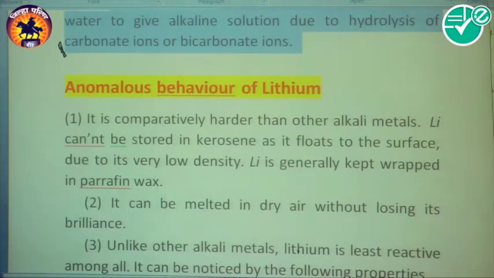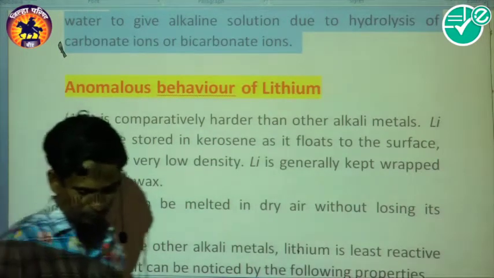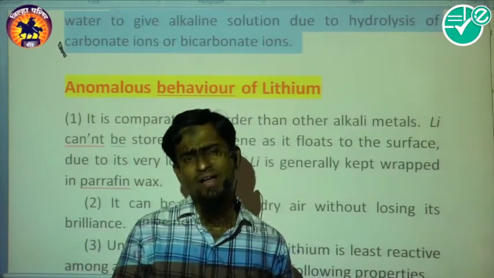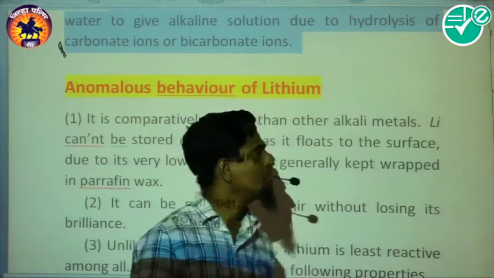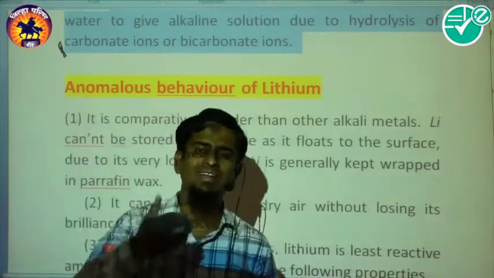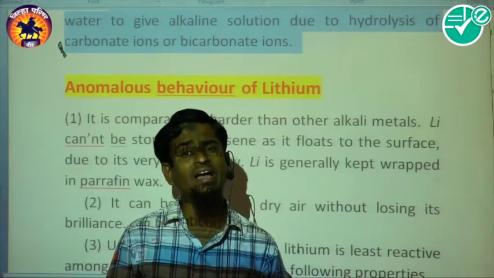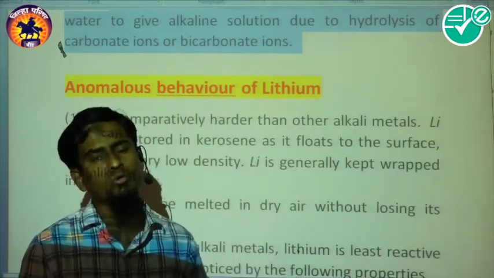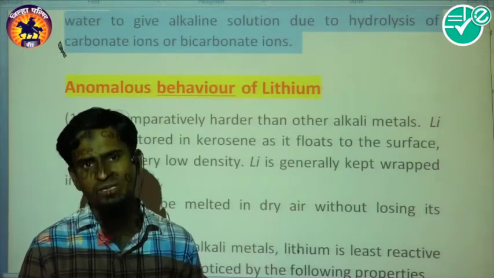Well, anomalous behavior of lithium. Unnatural behavior of lithium as compared to other alkali metals. Why lithium shows anomalous nature as compared to other alkali metals, we will see.